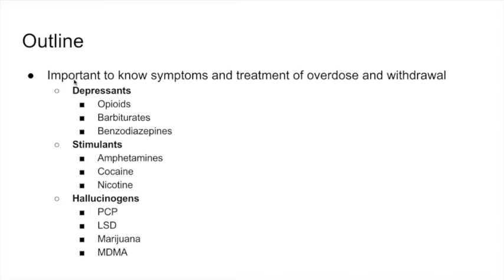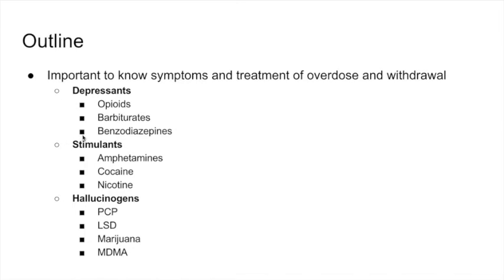So when we talk about drugs of abuse, they're broken down into three different categories. The first category is depressants: opioids, barbiturates, and benzodiazepines. When I talk about barbiturates, phenobarbital is the classic one. Benzodiazepines, we all know about them: alprazolam, lorazepam, things like that. And in the category of depressants, alcohol falls in that category as well, but I didn't mention it because it has its own separate lecture.